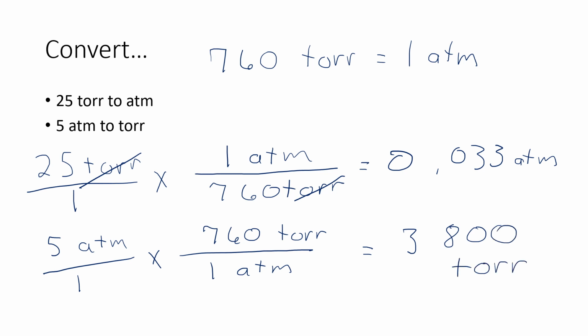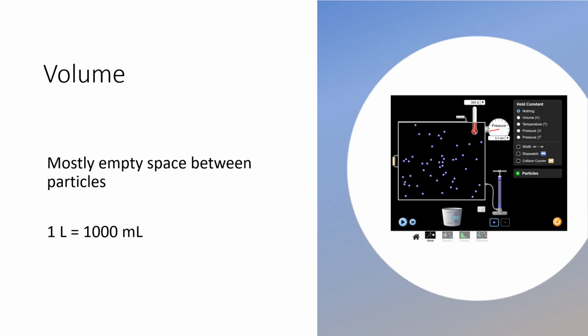And once again, units cancel, atmospheres cancel with atmospheres. According to the kinetic molecular theory, most of the volume of a gas is really just the empty space between those gas particles. So really when we talk about the volume of the gas, it's really the volume of that space between the particles, because the particles themselves are so tiny. So when we go to measure volumes, sometimes we'll need to be able to convert between liters and milliliters.